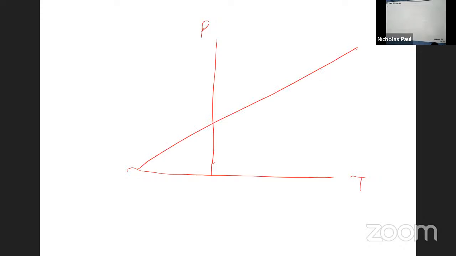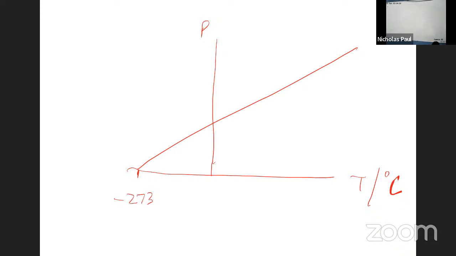And there is a graph that we need to remember. If I give you the graph of pressure versus temperature, the graph looks something like this. And this temperature is in degrees Celsius. So the value that gives you zero pressure is minus 273 degrees Celsius. Okay?